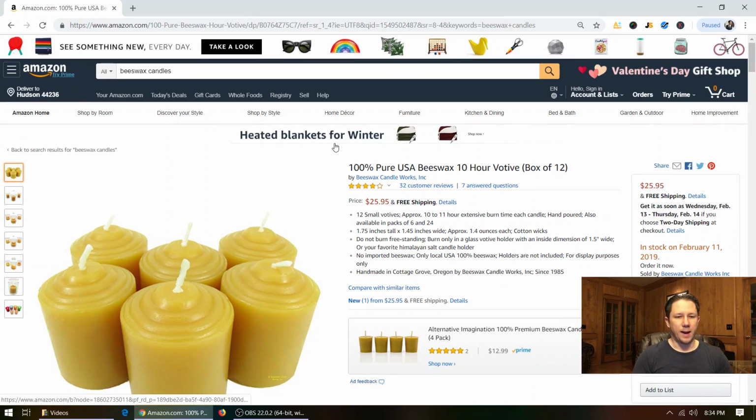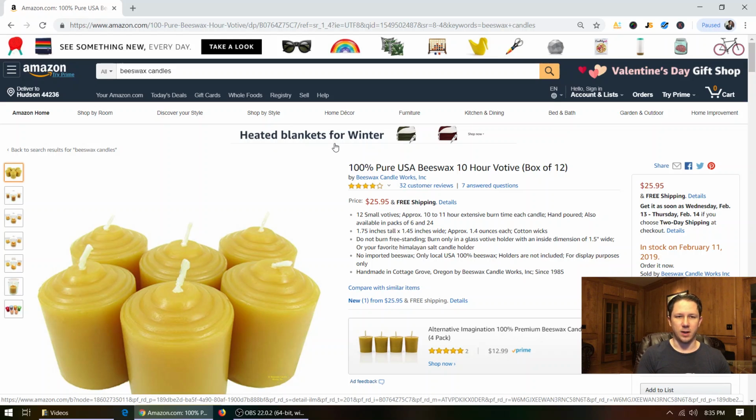All right, so we're here on Amazon, and we're going to use this example product, the beeswax candle. We've been talking a lot about that. So if you want to see how I found this product, you can go back to one of my last couple of videos. I show how to find this product with the Helium 10 software. Today we're going to be talking about the Helium 10 app.